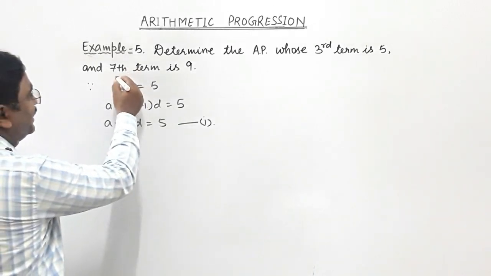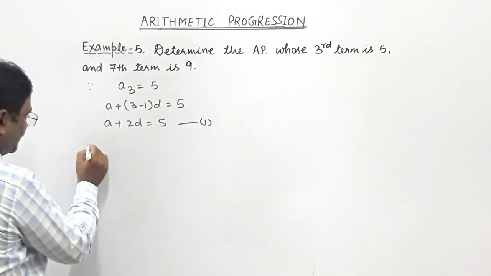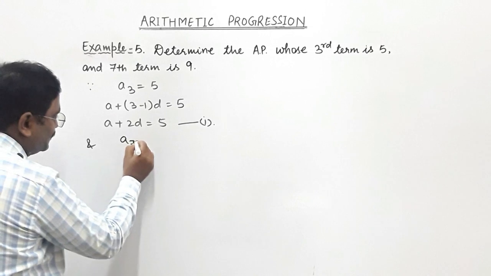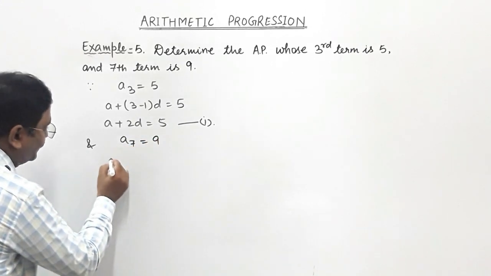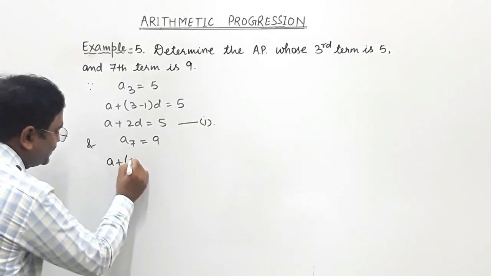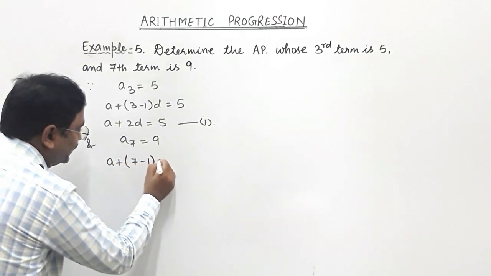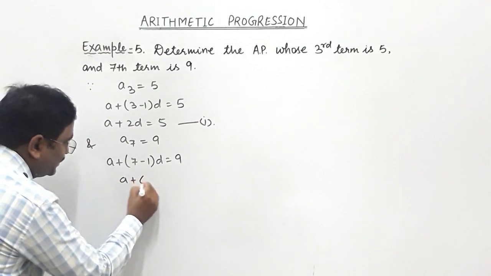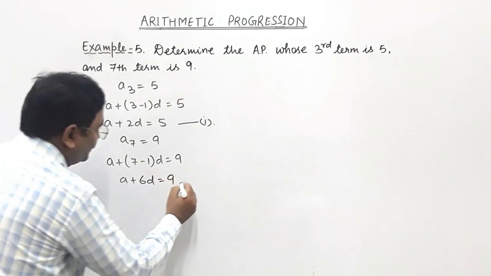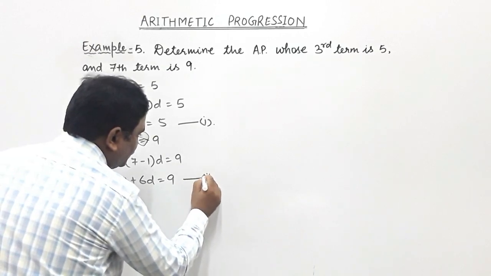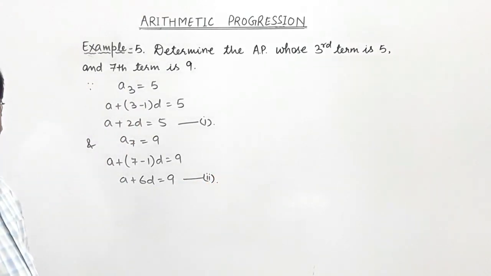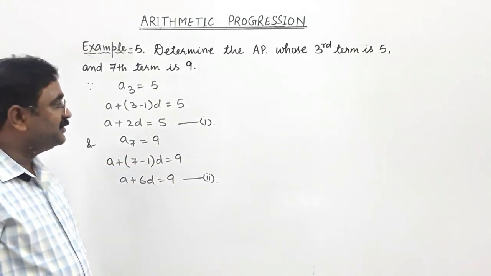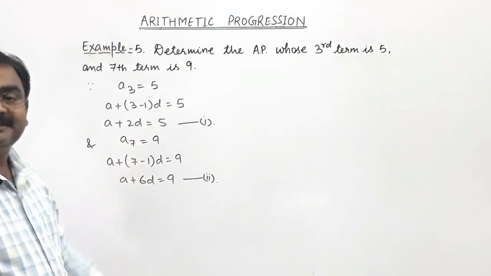And the second condition, the seventh term is 9, and a7 is also given, which is 9. Therefore, it can be written as a plus 7 minus 1 into d is equal to 9. So it can be written as a plus 6d is equal to 9, which is equation number 2. Right, children? Now, when you solve equations 1 and 2, you will get the values of a and d easily.